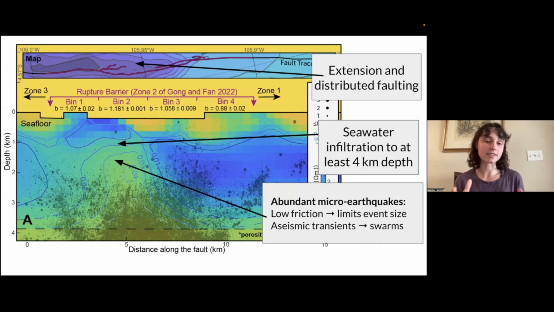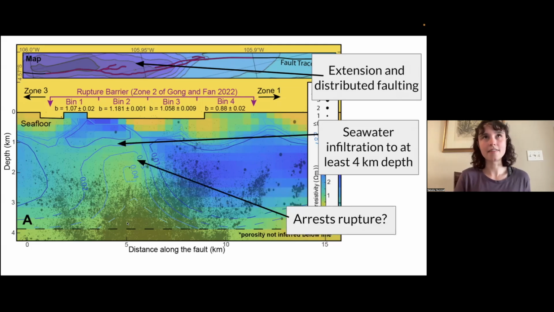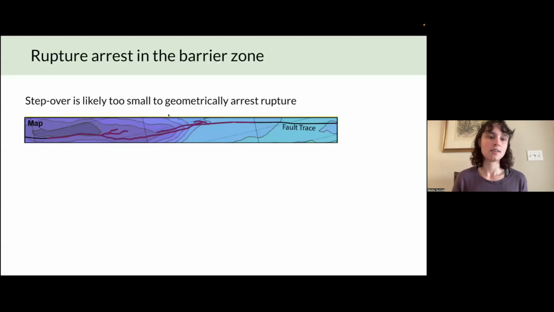There's also evidence in this area that there are aseismic transients, so probably fluid migrating through the fault zone, which tends to be associated with earthquake swarms. So these are a couple mechanisms for fluid promoting lots of microseismicity and even creep in this area. And then sort of separately, we have this question of why does this area broadly arrest large ruptures, right?